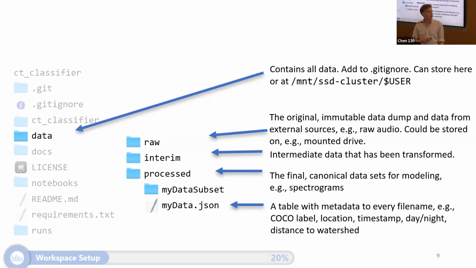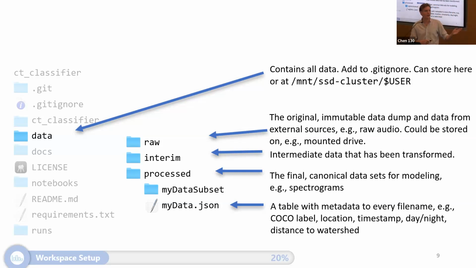The data folder contains all the data, and I like to store my data within my project to keep it organized. But I think for this school, we do recommend you to store it on the mounted SSD cluster user, and then link to that data in your Python files, respectively. The data, in this case, has 3 folders: raw, interim, and processed.